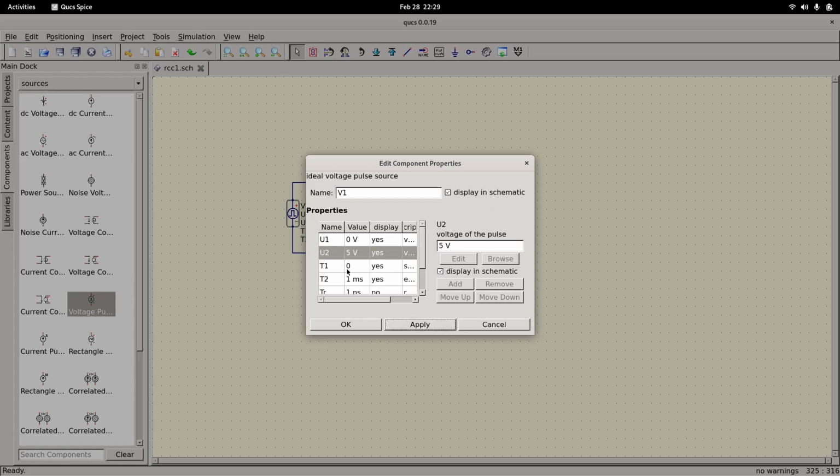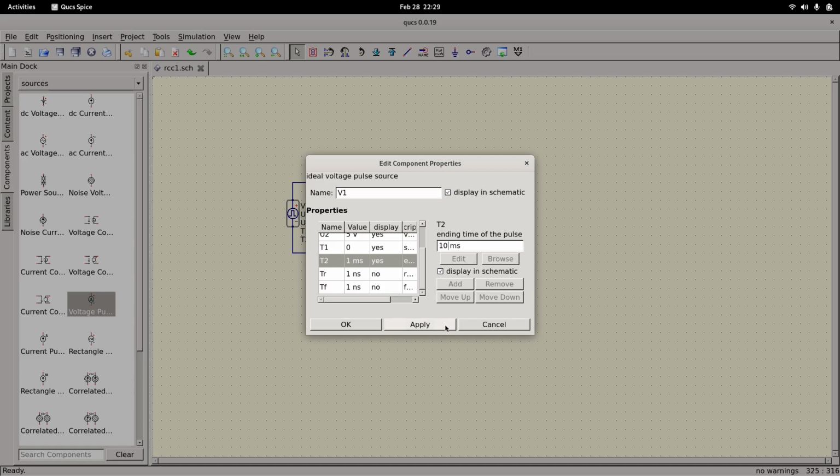T1 is the duration for the low value, so we are not changing it. Default value is 0. That means at t equal to 0 the signal goes high. And this value we will edit. Assume that T2 is the duration for which the signal remains high. Assume it to be 10 milliseconds.